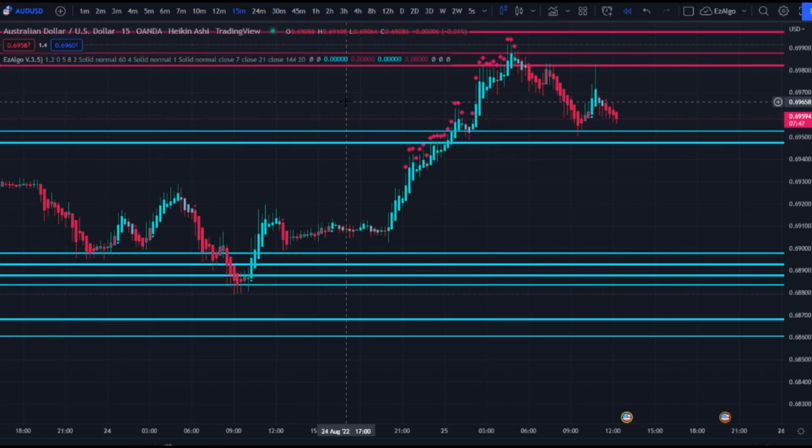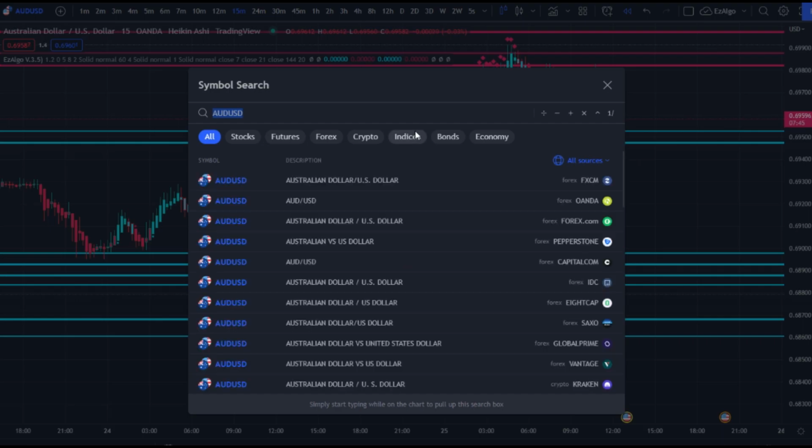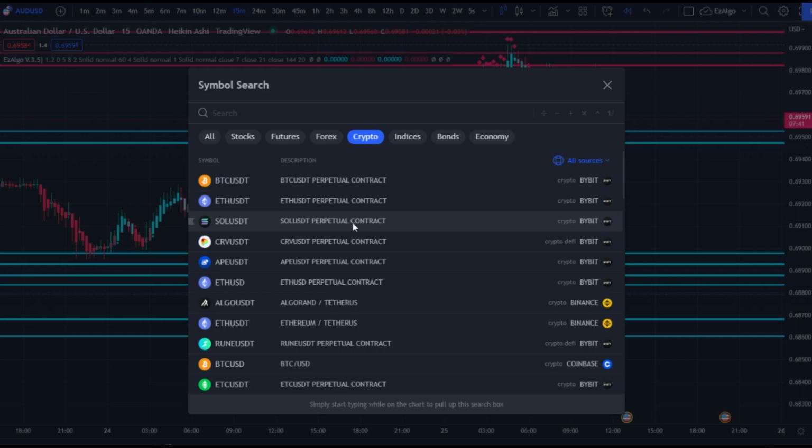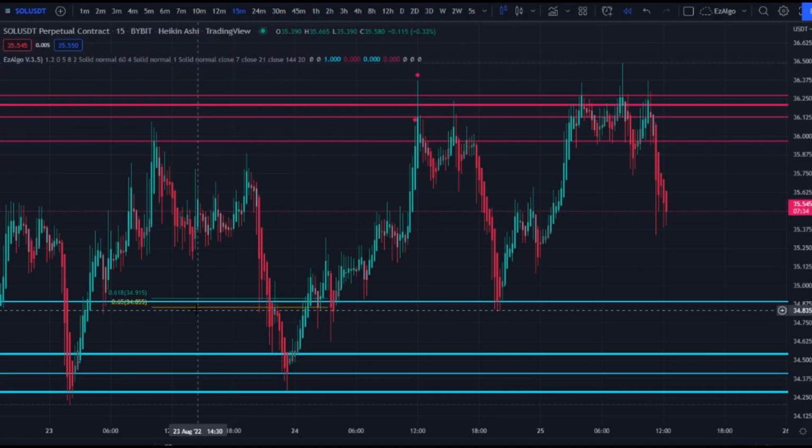And I don't trade Forex really. I'm just showing you on AUD USD. I can go to another Forex pair or even crypto, right? Let's go to a crypto pair. Let's go to Solana. That was a trade I took in the Discord.